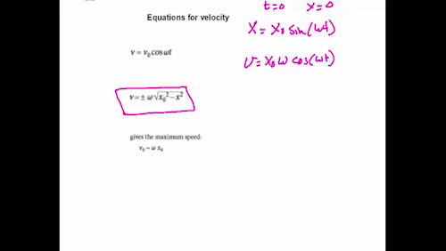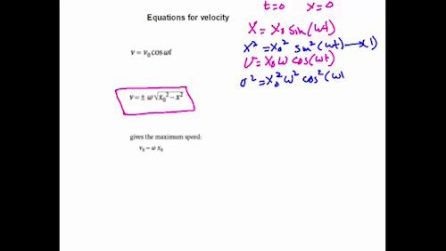Okay, let's add, just to come for this equation, we will square the first function, so x square equals x naught square sine square omega t, and this is our first equation. And also we are going to square the velocity, v square equals x naught square omega square cos square omega t. This is the second equation.